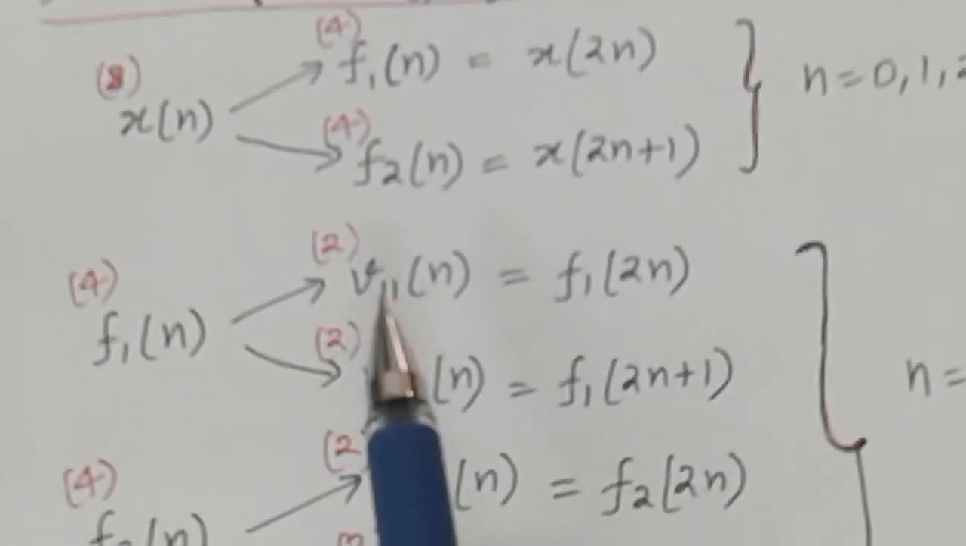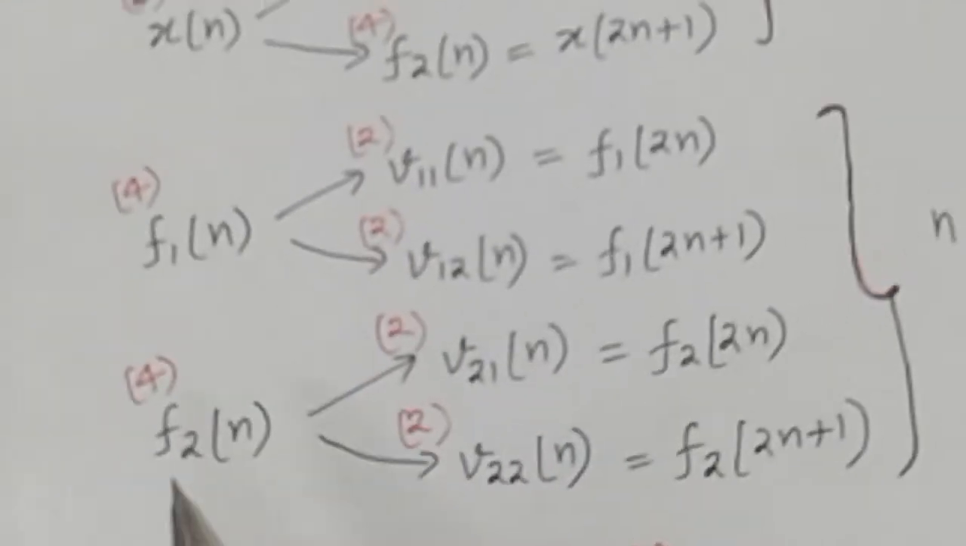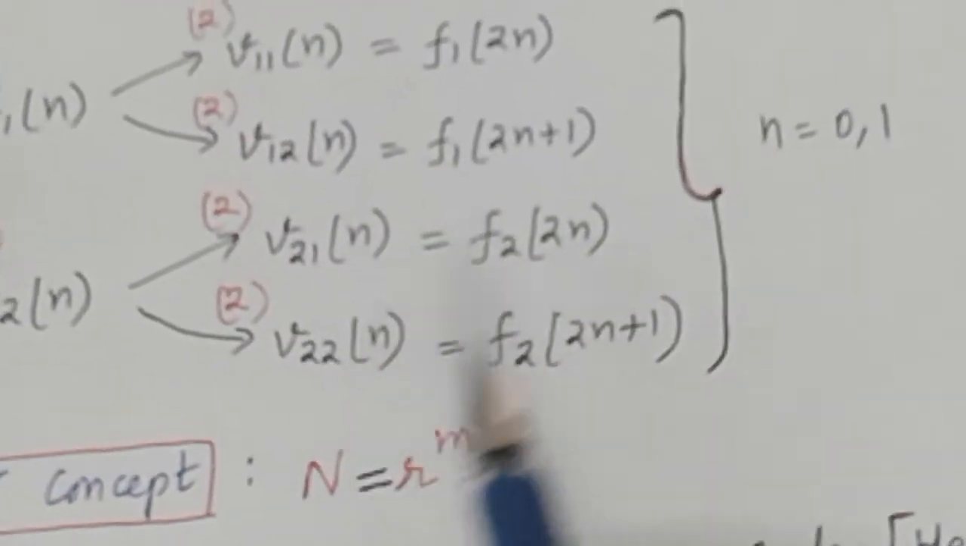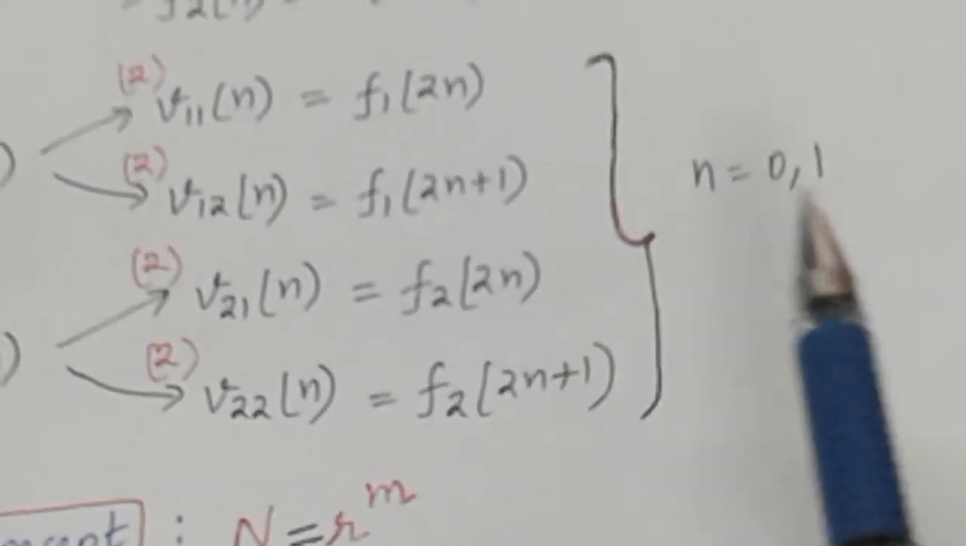Again we are going to decimate as v11 and v12. One is even, another is odd. And f2 as v21 and v22. One is even, another is odd. Since it is a 2 point sequence, each has n equal to 0 and 1.